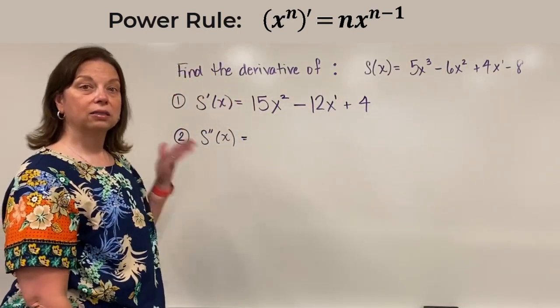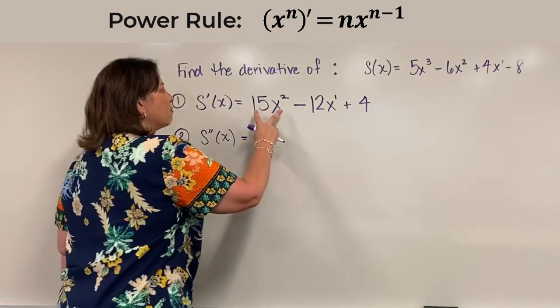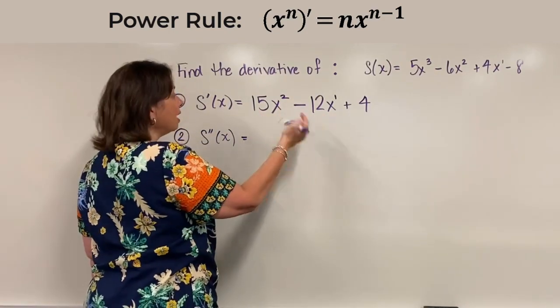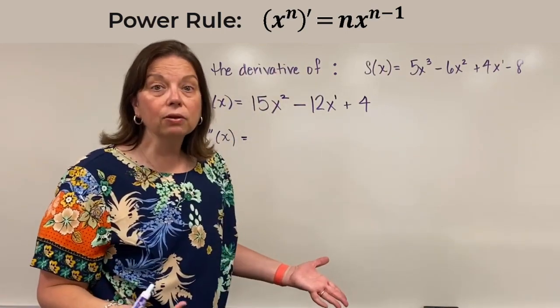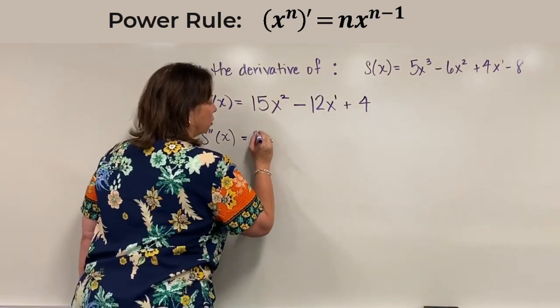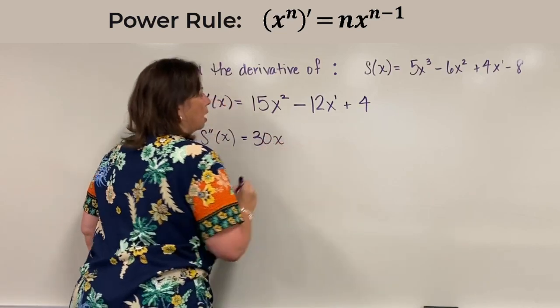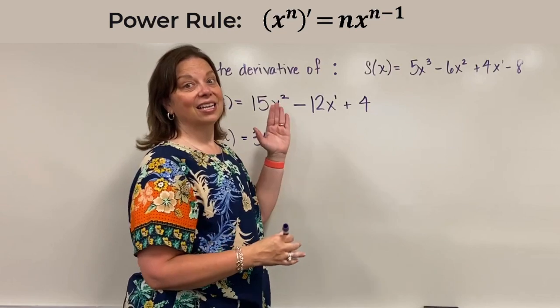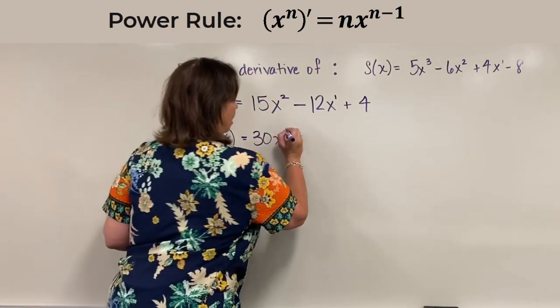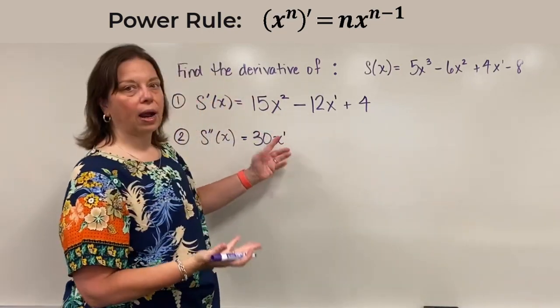So let's do that. That'll be our second derivative. So I have my first term here. Once again, take the power of 2 down in front of the 15, multiply those together. We have now 30x, and I need to subtract 1 from the power. So 2 minus 1 is 1. So I have x to the first. Again, you can write it or not.